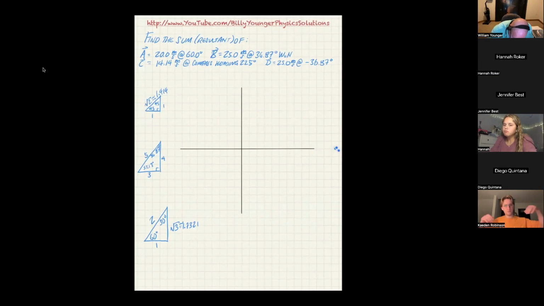Well, actually, let me change my writing. So this is going to be an x-axis, but what we'll find out is that's also normally the east direction, which is a compass heading of 90 degrees. This is the y-axis, but that's normally the north direction, which is a compass heading of 0 degrees.